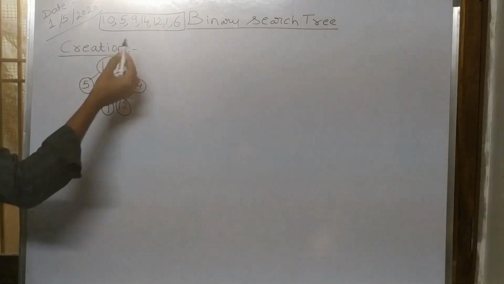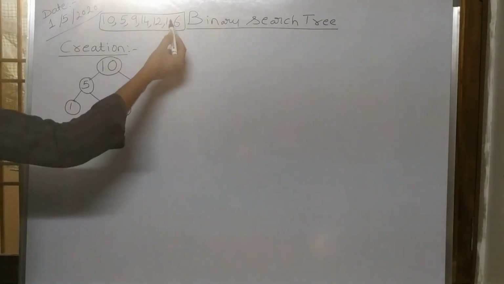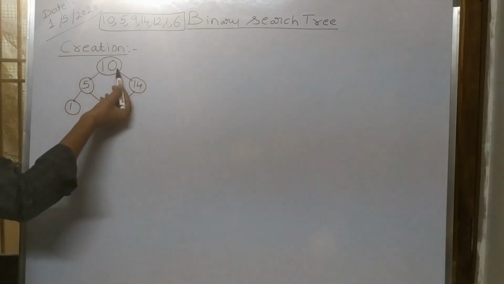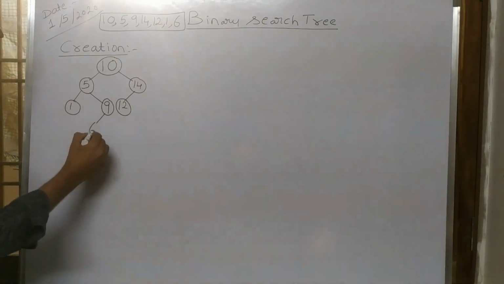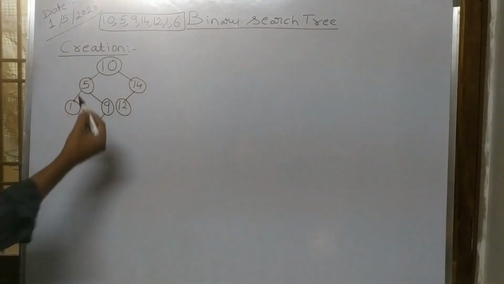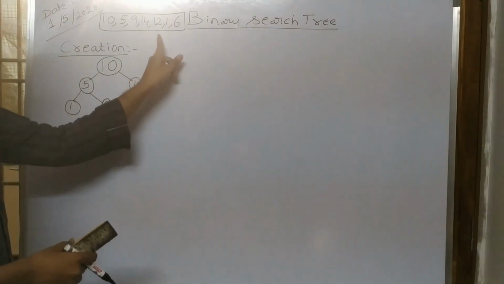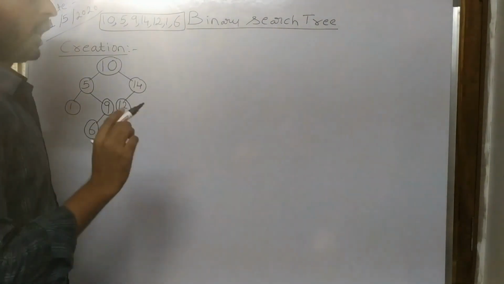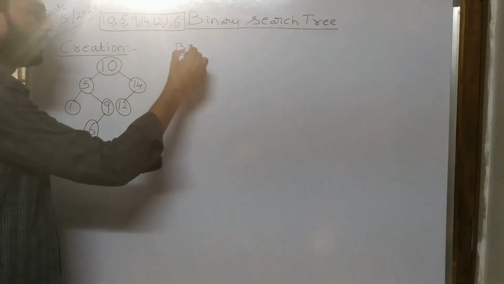Next I got 1. 1 is less than 5, so like this. And then I got node 6. 6 is less than 10, so left; 6 is greater than 5, so right; 6 is less than 9, so I will create it there. Okay, this is the corresponding binary search tree for the given nodes. Now, you already know how to implement a binary tree.